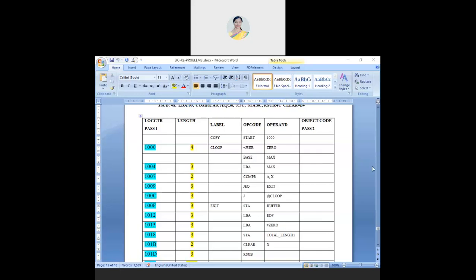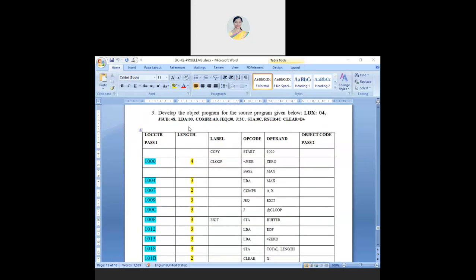Okay, fine. So this is the program I feel correct, right? You had developed the object program for the source program given below, yes, all of you are there. Okay. So develop the object program for the source program given below. They have not mentioned whether it is SIC or SICXE. The question is, have they mentioned SIC or SICXE?